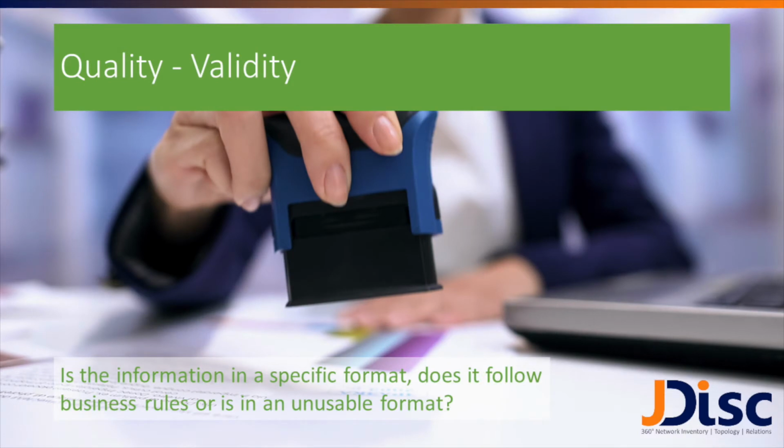Next, we have the dimension validity, which answers the question: is the information in a specific format that you expect, or is it in a usable format? And does it follow your recommendations, your business rules? Normally the object model of a discovery tool should do some normalization and provide you the information always in the same format, in the same way. And that should ensure this validity.